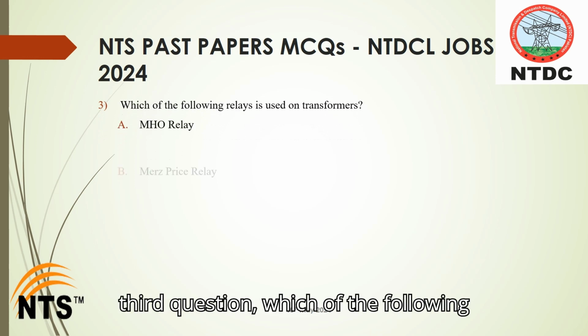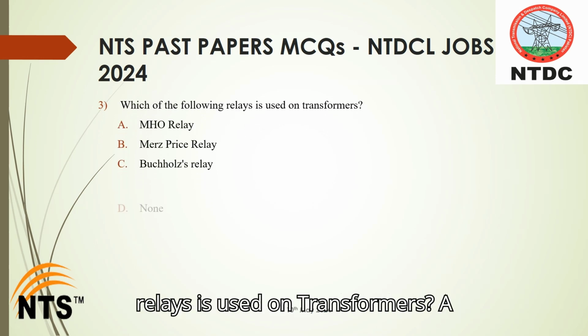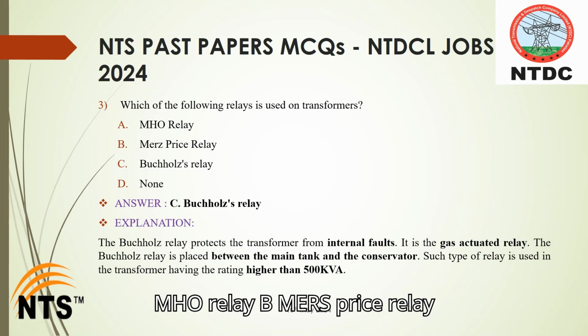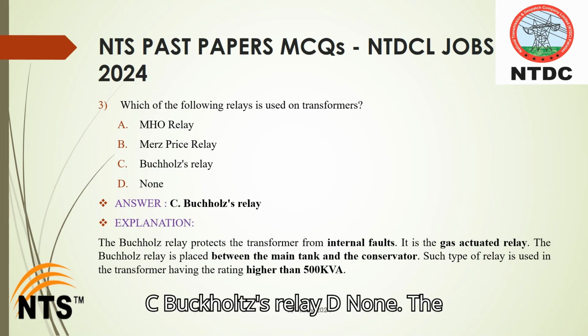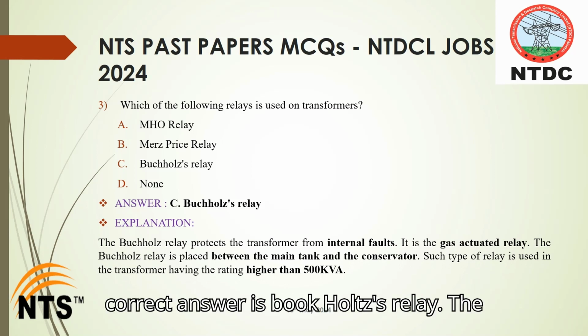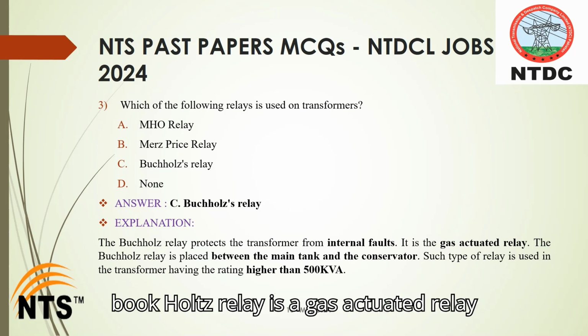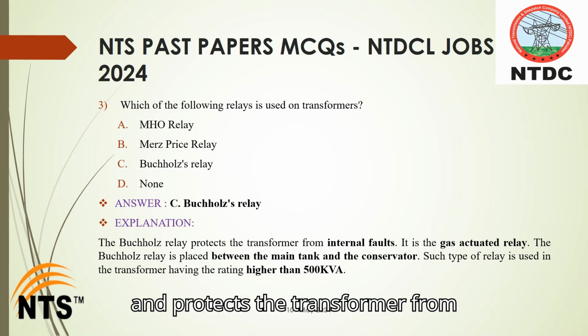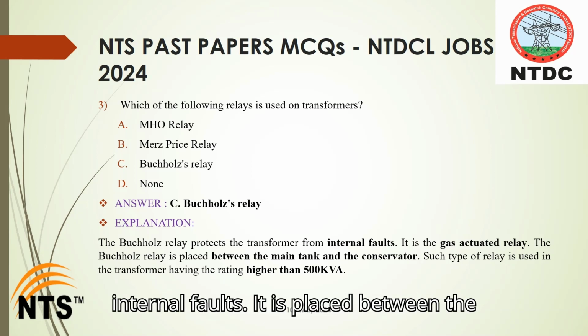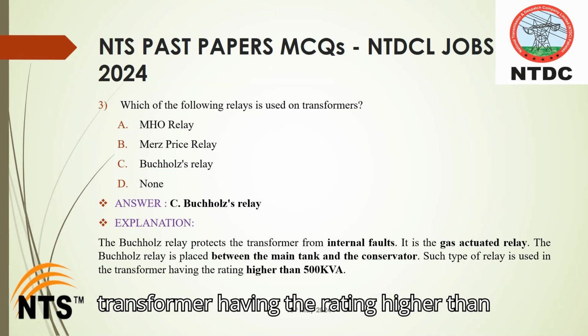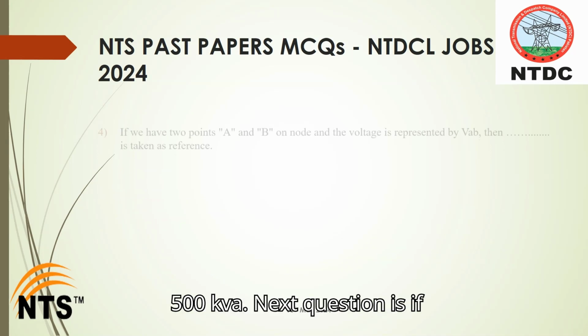Moving on to the third question, which of the following relays is used on transformers? A. MHO relay, B. Mers price relay, C. Buchholz's relay, D. None. The correct answer is Buchholz's relay. The Buchholz relay is a gas-actuated relay and protects the transformer from internal faults. It is placed between the main tank and the conservator of the transformer having the rating higher than 500 kVA.